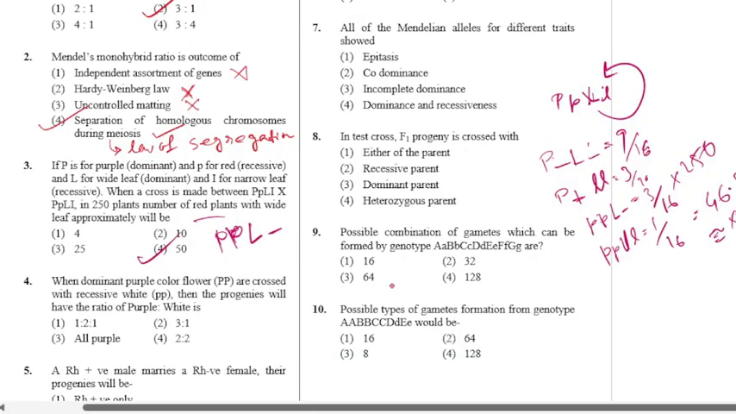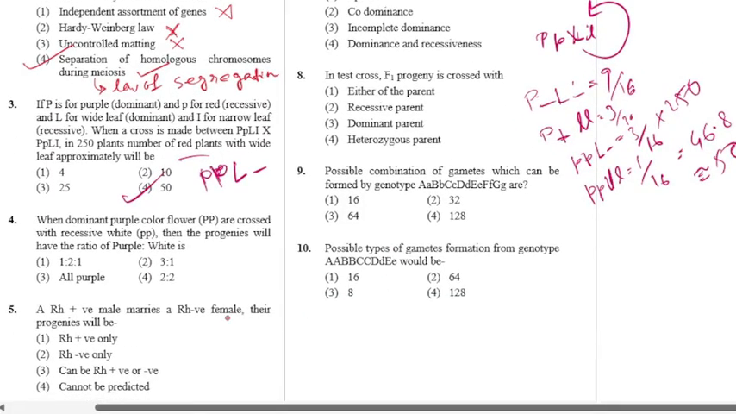So let's move to the next question. When a dominant purple color flower, capital P, is crossed with recessive white, small p, what will the progeny ratio of purple to white be? So in that case, it is completely dominant, and this is completely recessive. So we will get all purple. Capital P cross small p, all the progenies will be capital P small p, and this is all purple.